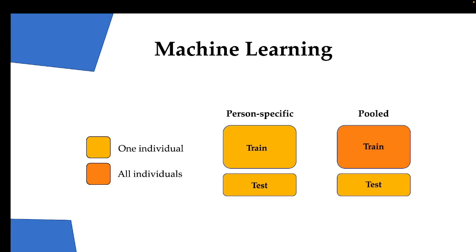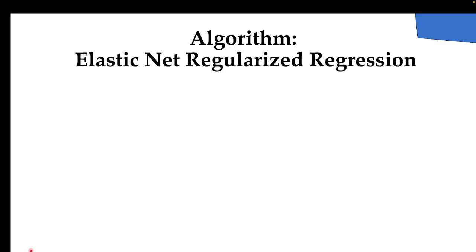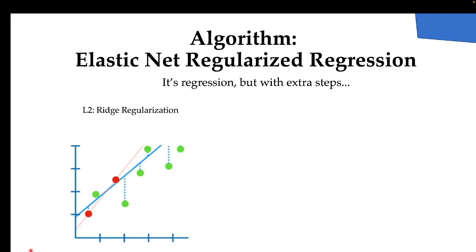Okay, now let's look at the elastic net regularized regression, which is used in the NLMLapp. Elastic net regularized regression is simply a regression with extra steps. Namely, it uses two regularization methods to ensure that the models generalize better to new and unseen data. The first one is ridge regularization. What does it do? Well, let's say we've got a regression model with an outcome y, an intercept beta 0, three predictors x1, x2, and x3, and three estimates beta 1, beta 2, and beta 3.